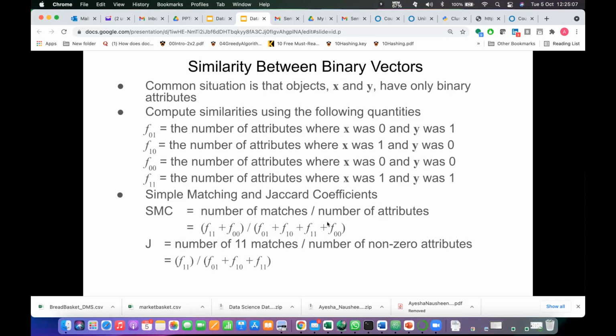This is very important: for document similarity, we will use this Jaccard similarity. It is the number of 1-1 matches divided by the number of attributes that are not both 0. J means 1-1 matches, only the items which are common; that is important. Don't go by what is not common. Go by only what is common, and remove what is not common from the numerator and the denominator also. Then that becomes the Jaccard coefficient.